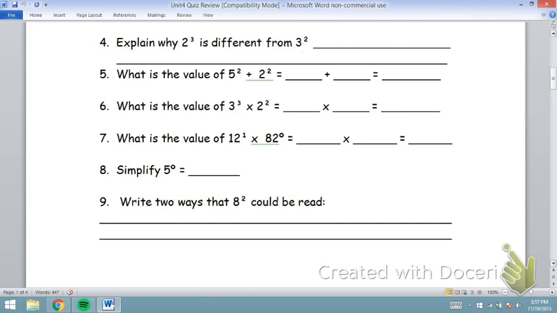Alright, number 5. It says, what's the value of 5 squared plus 2 squared? When you encounter problems like this, you need to go ahead and square or raise whatever base number it is to its exponent, and then add or subtract or do whatever operation it's telling you to do. So in this case, you would do 5 squared, which is 25, plus 2 squared, which is 4, and you get an answer of 29.